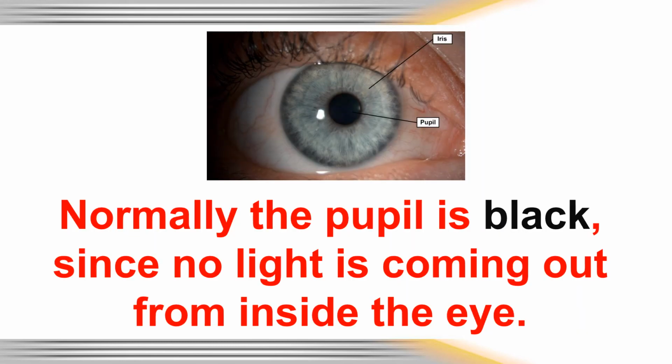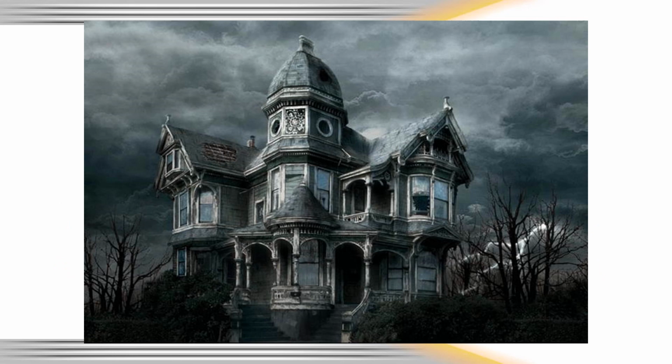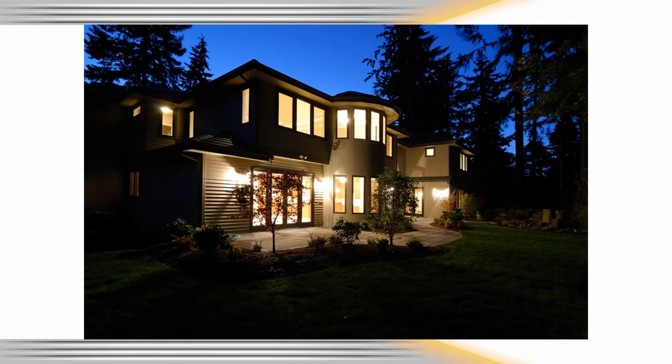Normally the pupil is black since no light is coming out from inside the eye. Like this dark house, we can't see any detail because no light is coming out from this house. Unlike this one, you can see the details of this house because it is lighted. Light is coming out from the windows and doors.